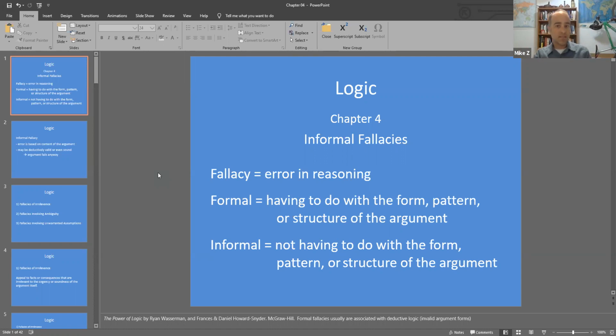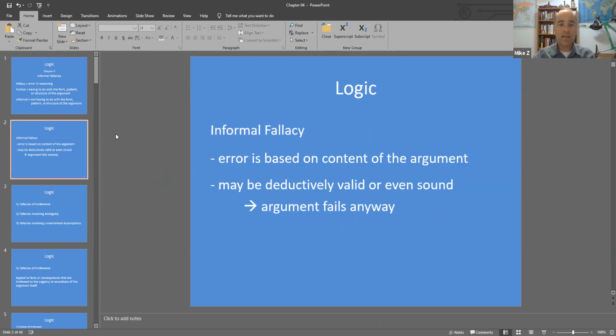Again, this isn't a casual fallacy. It just means that it's a fallacy that has something to do with the argument other than the form of the argument. Usually it's something about the content. In fact, some of these arguments might turn out to be deductively valid, but they're not good arguments because there's something about their content, something else that's weird going on that makes them bad arguments.